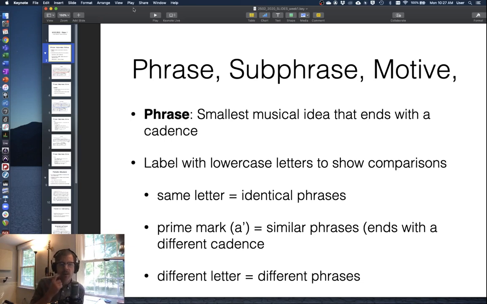We label phrases with lowercase letters to show the comparisons of like or disliked phrases. So obviously, if we use the same letter, like letter A, we identify identical phrases. A prime would mean it's a similar phrase, but it ends differently, and that often happens because phrases will be changed slightly to accommodate different chords at the end of those phrases. So for instance, if a phrase ends with a half cadence, it will have maybe ti in the melody. If a phrase ends with a full cadence or an authentic cadence, it'll have maybe do or mi in the melody. So it'll be adjusted and changed to accommodate new cadences. And if the beginning of the phrase is melodically different than the original phrase, then we give it a different letter, like B.